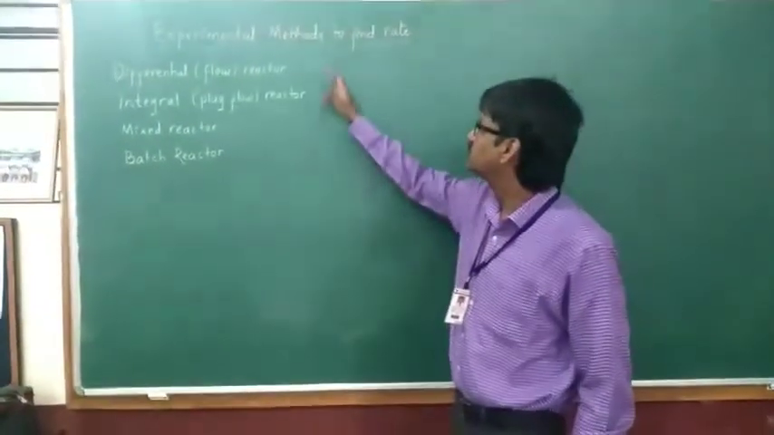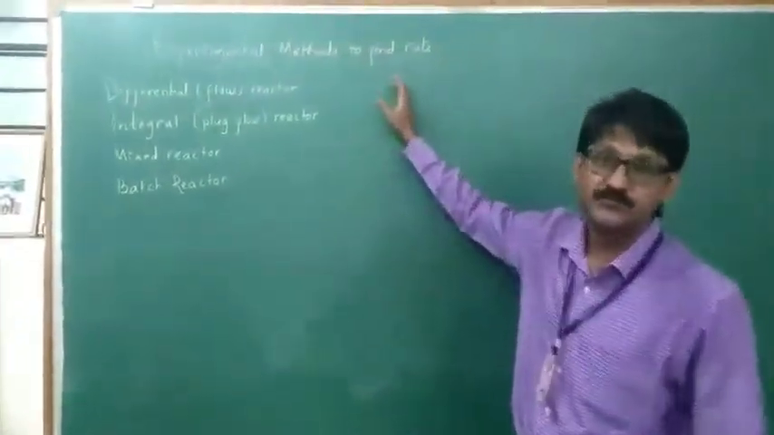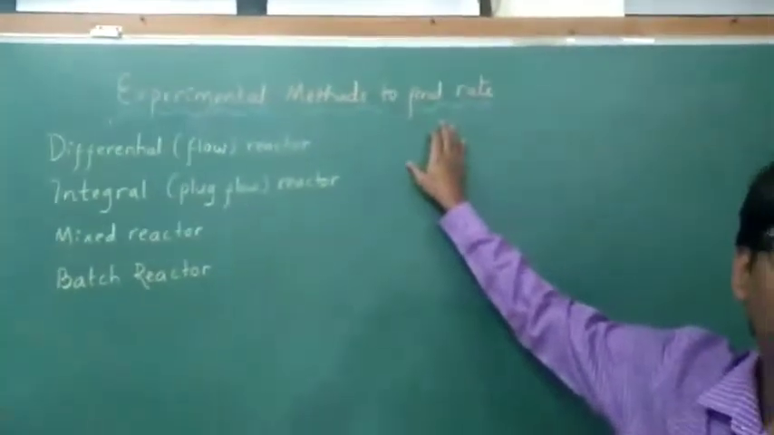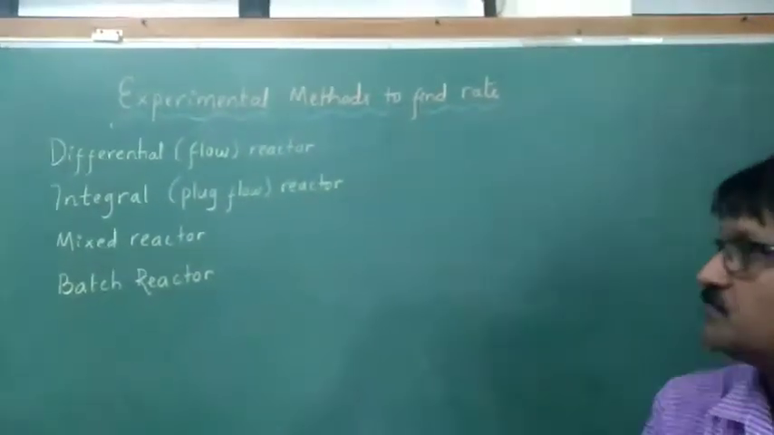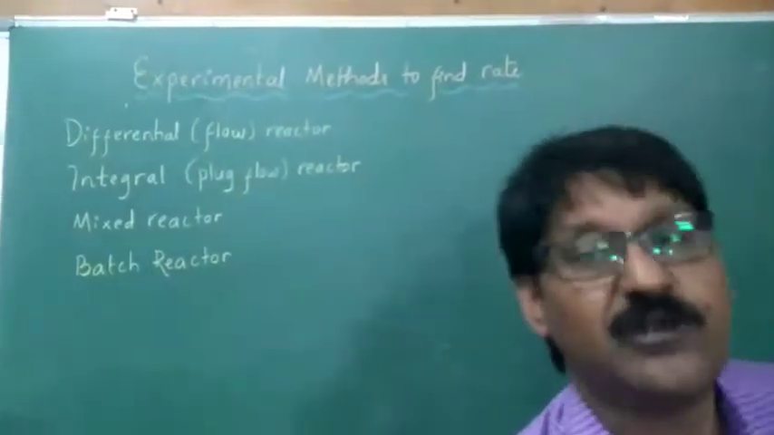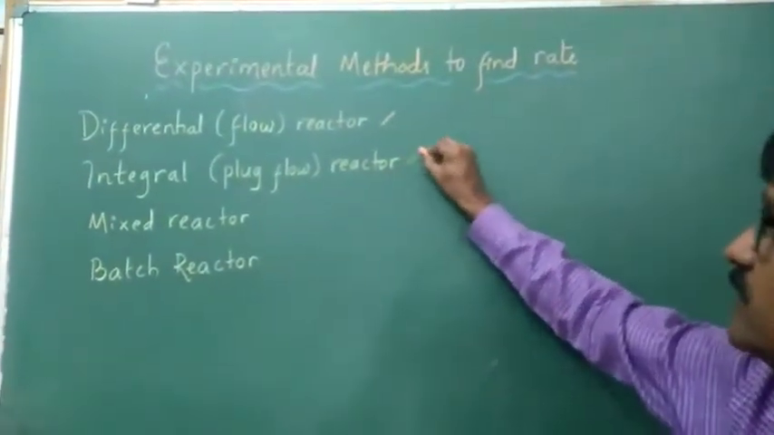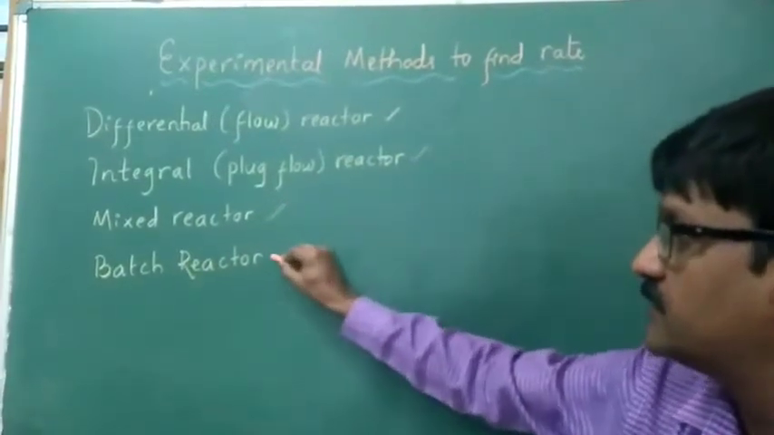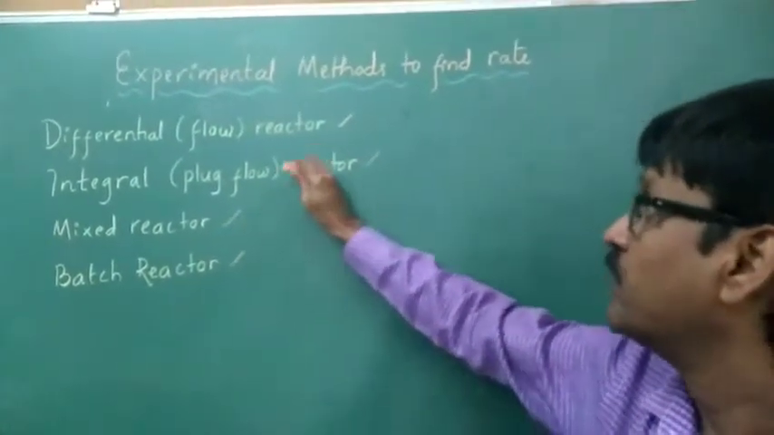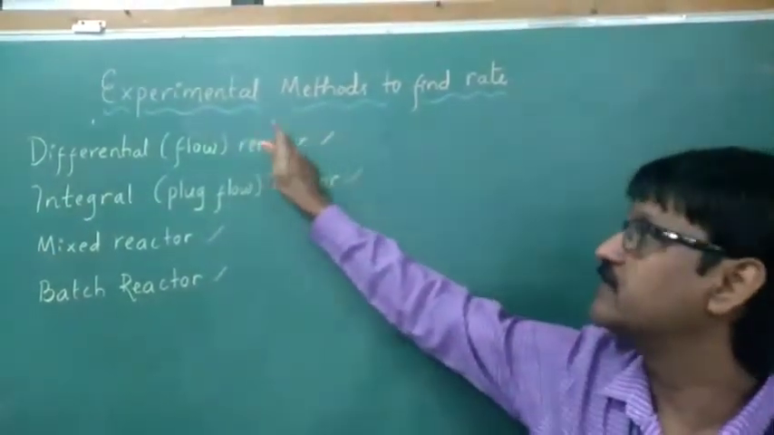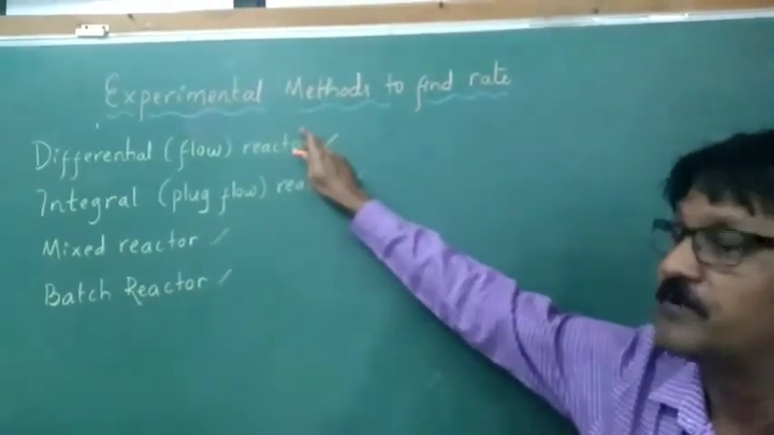We are going to discuss experimental methods to find the rate in a catalytic reaction. Basically, these will be measured by using a differential reactor, integral reactor, mixed reactor and batch reactor. How to calculate the rate expression in a particular reaction?